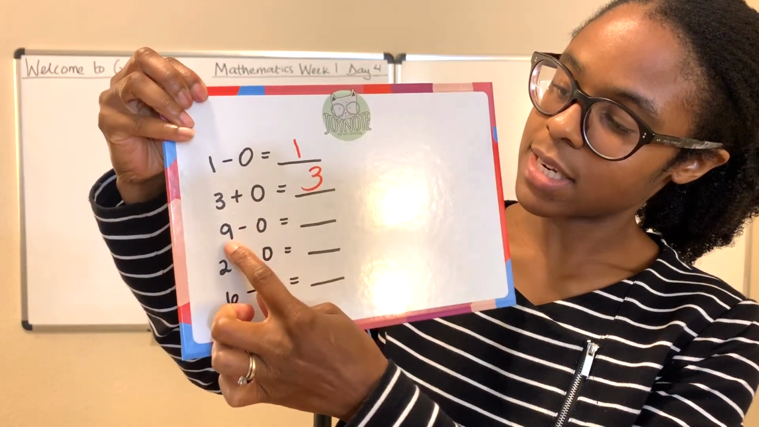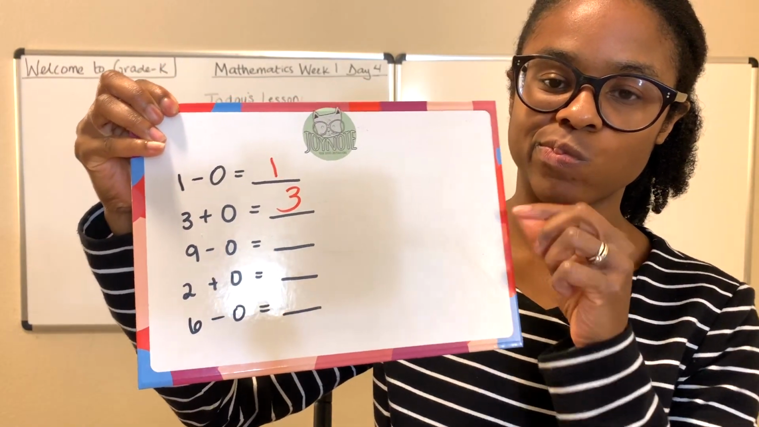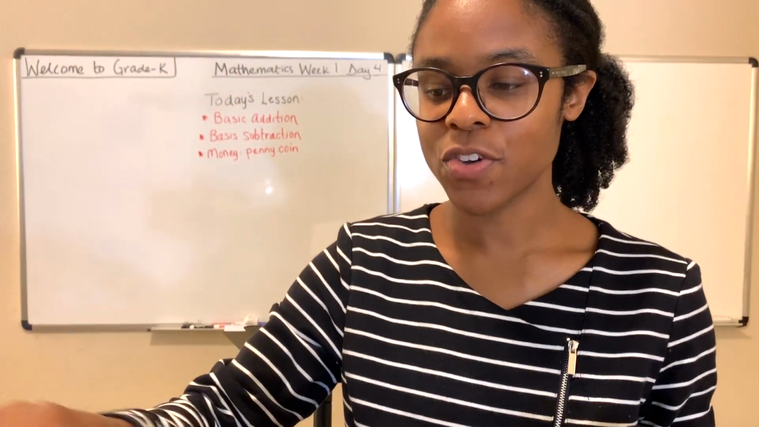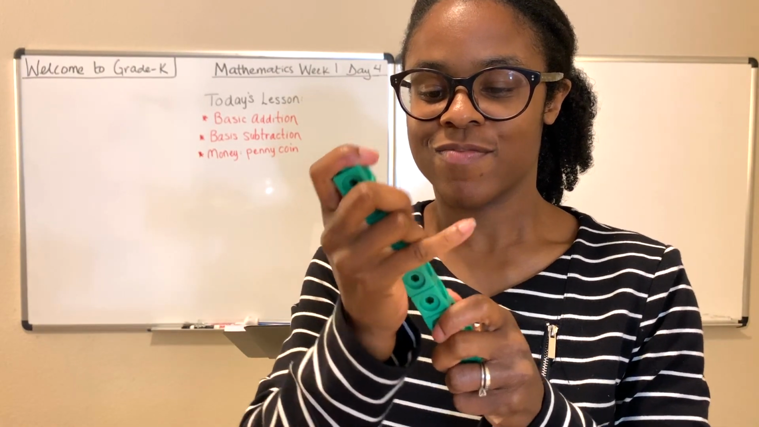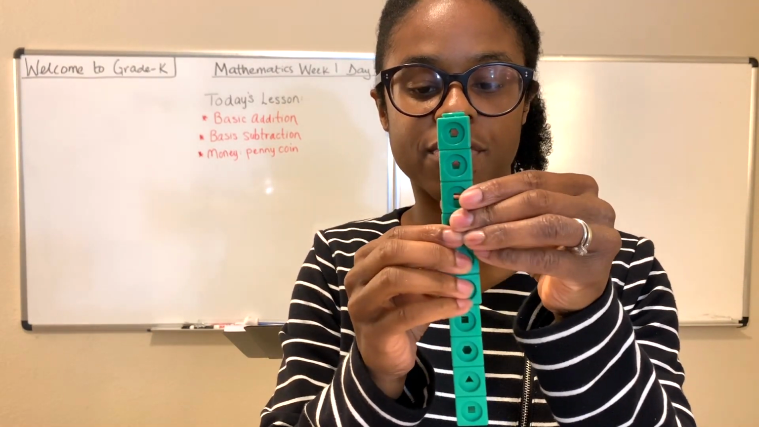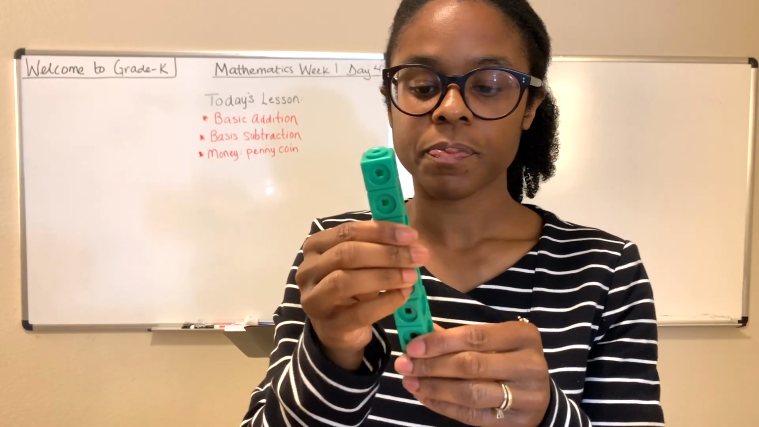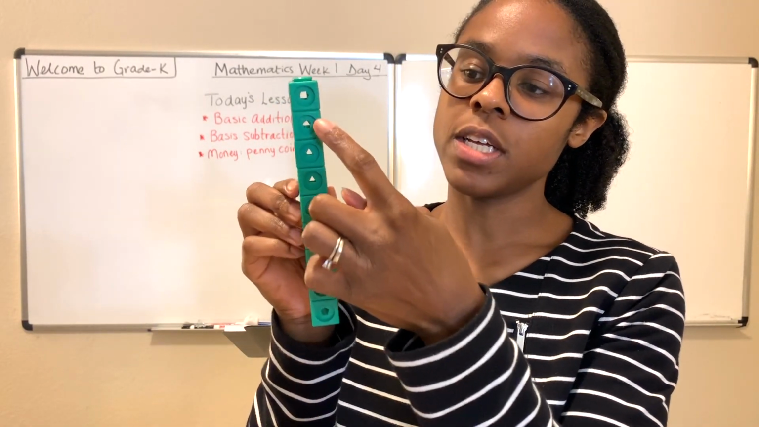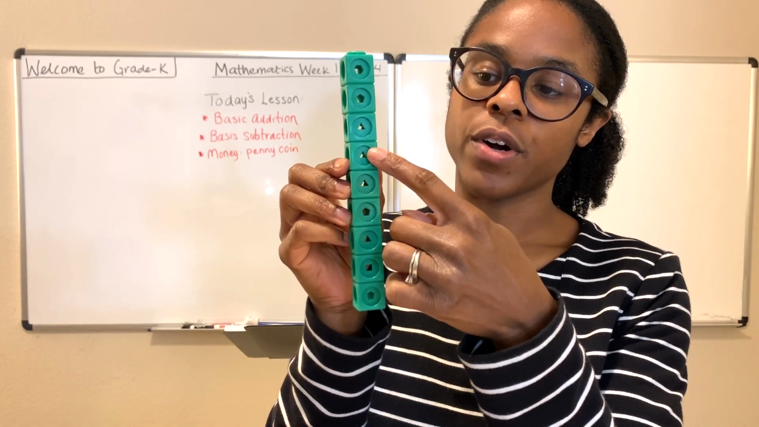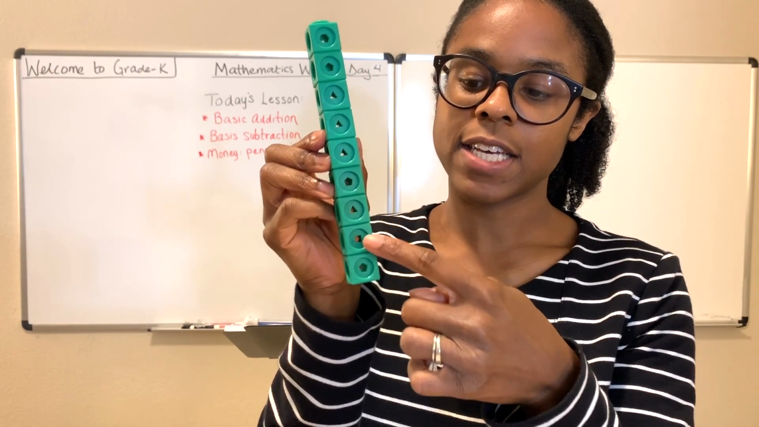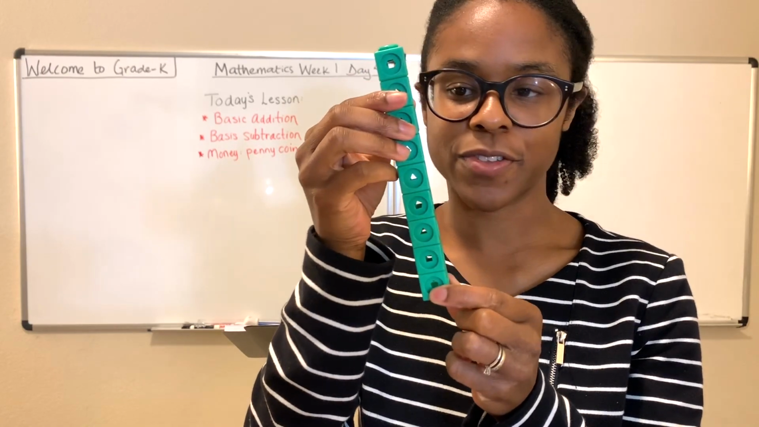It says, what is 9 minus 0? 9 minus 0. Let's come back over here to our little stack here. We have 10 total, so I'm going to remove 1. Okay, so let's count this. We have 1, 2, 3, 4, 5, 6, 7, 8, 9. So we can verify that there are 9 here.